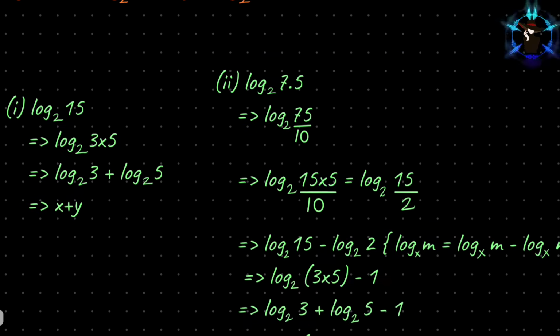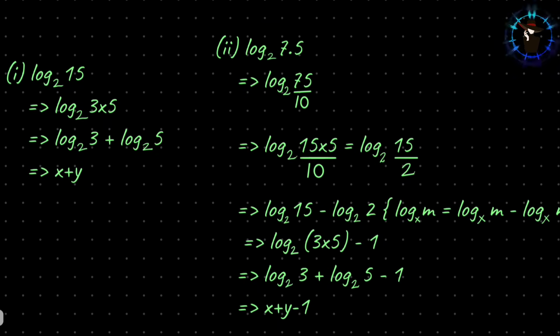For the second question, log 7.5 to the base 2. We are removing this point, which means we need to add 0 at the denominator. We have one digit after the point, so we need to add only one 0. 75 by 10. Now 75 can be written as 15 into 5, right? Again, this can cut off. 5 2s are 10, 5 3s are 15, 3 5s are 15, so 15 by 2 with the base 2.